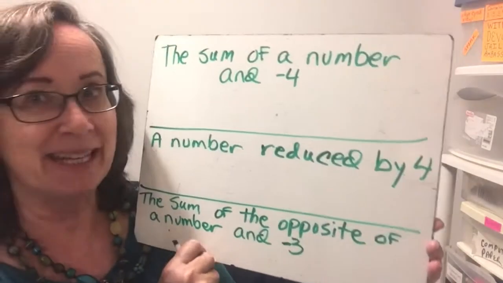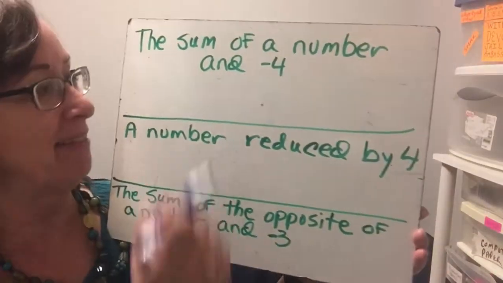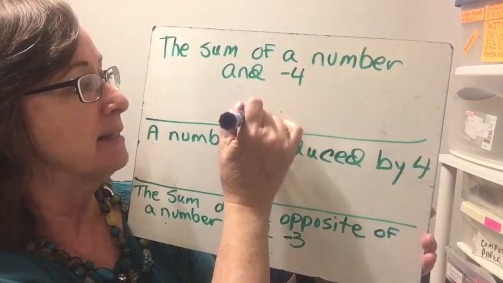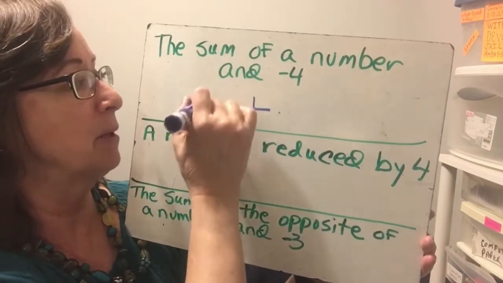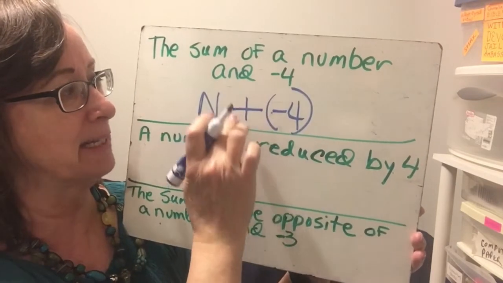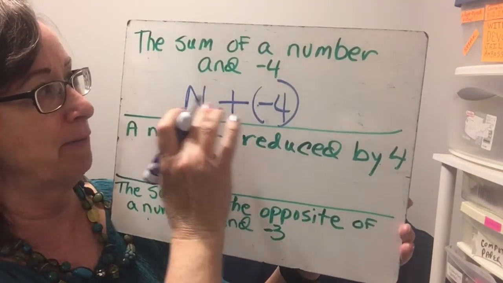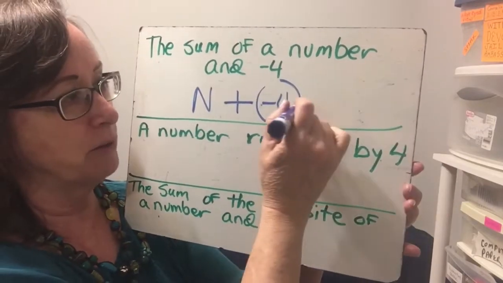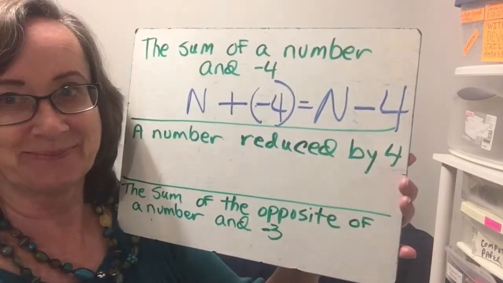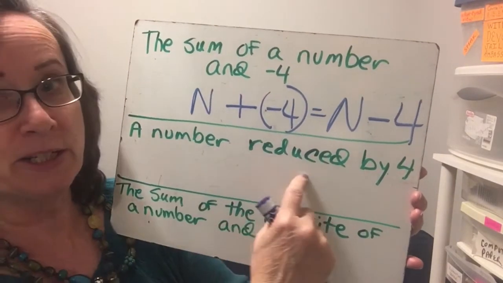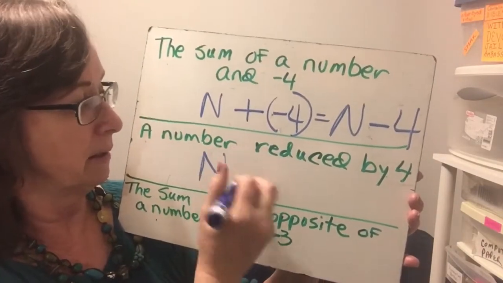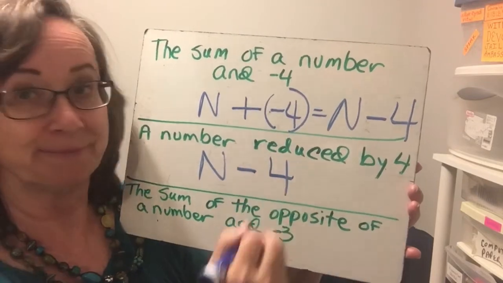So hopefully you did that and you're back and you've already done these 3 problems. So the sum of a number and negative 4. Sum means add. A number will just be the n, and then the -4. The and is where the plus sign goes. The sum of a number and -4. So now, to simplify, we could just say n minus 4. Okay? A number reduced by 4. Remember, reduced by is a subtraction. So a number reduced by 4.